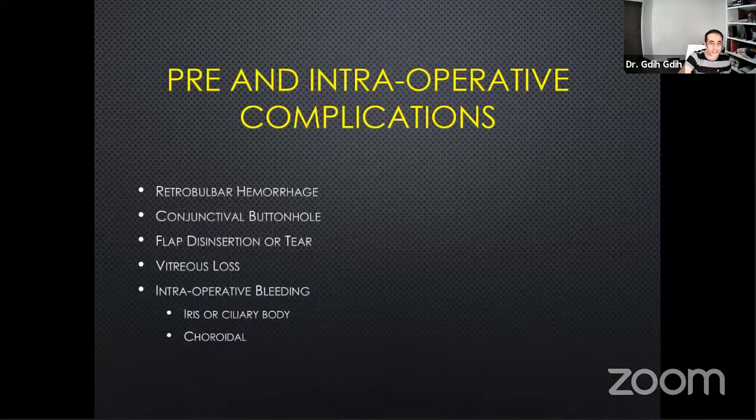Before we start the surgery, you can have retrobulbar hemorrhage for those who are using blocks. You can have a conjunctival buttonhole when you start your dissection of the conjunctiva. You can have a flap disinsertion or tear even before you open the trabecular meshwork. You can have vitreous loss in between, and you can have intraoperative bleeding, whether it's coming from the iris, ciliary body, or the choroid.